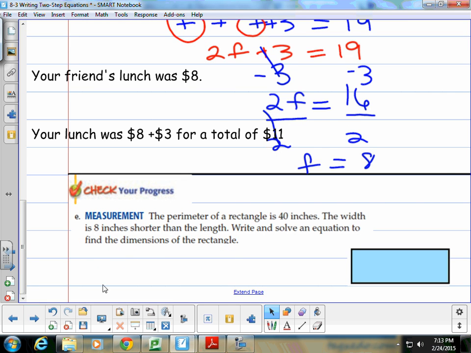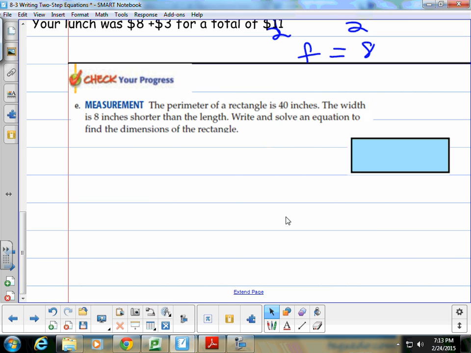So last one to give a try. It says a measurement. The perimeter of a rectangle is 40 inches. The width is 8 inches shorter than the length. Write and solve an equation. So you can pause, try it. I'll uncover the box after a little bit.